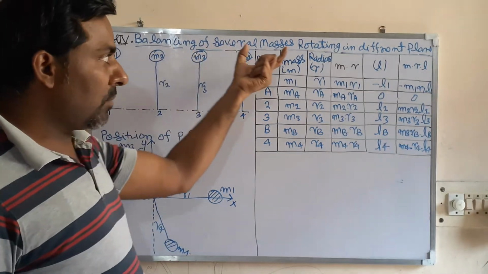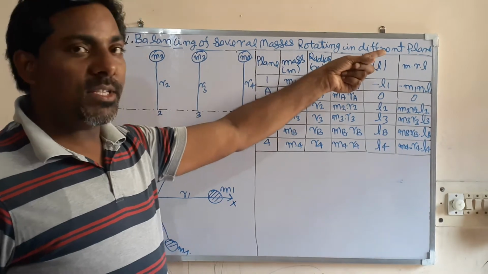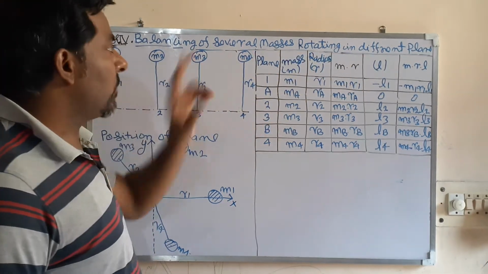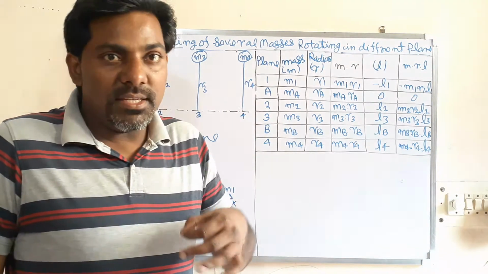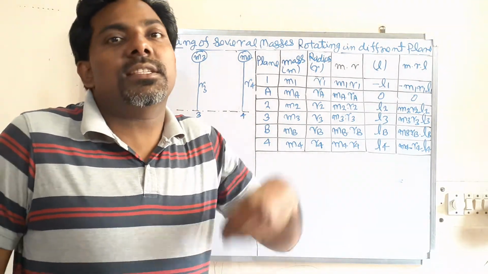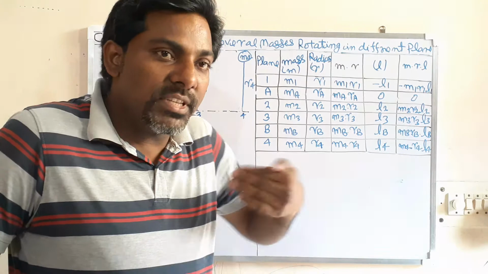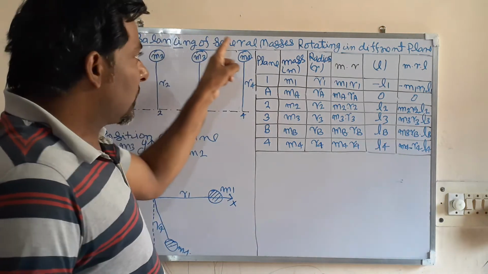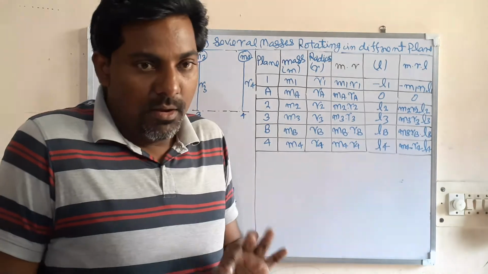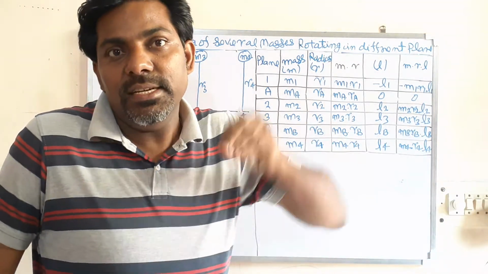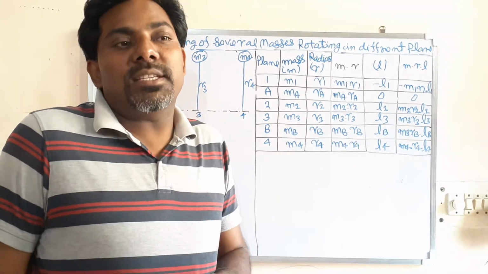Balancing of several masses rotating in different planes. In case 3, I have seen balancing of several masses rotating in the same plane. Now I am going to see balancing of several masses rotating in different planes. Now the masses are rotating in different planes. They are not in the same plane.